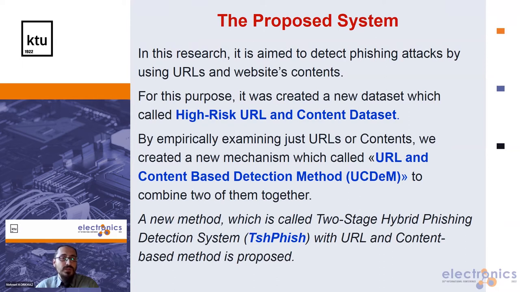For this purpose, a new dataset called the high-risk URL and content dataset was created. By empirically examining just URLs or contents, a new mechanism called the URL and content detection method, UCDM, was created to combine the two together. A new method, called the two-state hybrid phishing detection system, PhishFish, a URL and content-based method, is proposed.